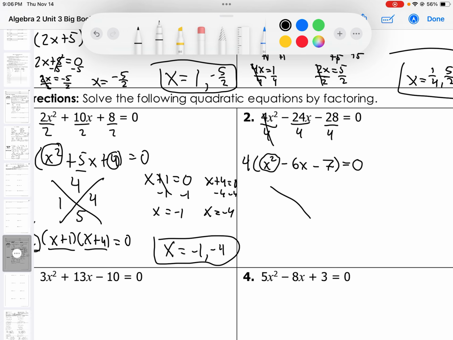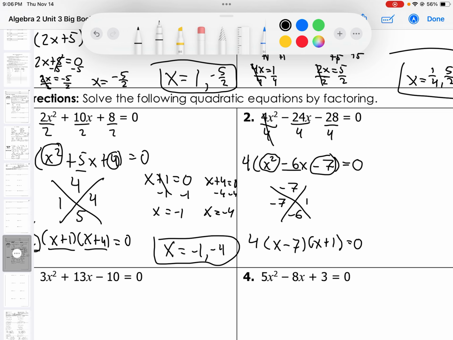I can just do the x method, where in this case negative 7 will go on top of the x, and negative 6 will go on the bottom. So then I'm looking for numbers that multiply to negative 7 and add to negative 6, and those would be negative 7 and 1, which will give me factors 4, x minus 7, and x plus 1 equals 0.